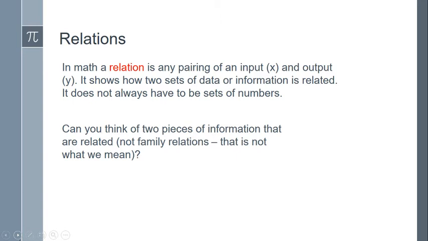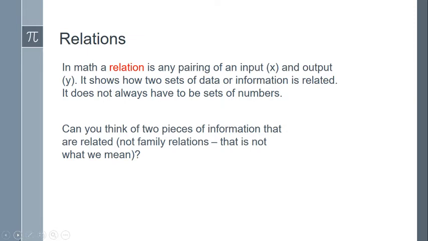All right, so first we got to talk about relations. And no, I'm not talking about your girlfriends or your boyfriends or your mom or your brothers or your sisters. In math, when we use the word relation, we mean a pairing of an input and an output. Usually the input is called X and the output Y when we make a table, but they can be labeled with any variables. So basically it just shows how two sets of data or information is related, right? It does not always have to be sets of numbers.